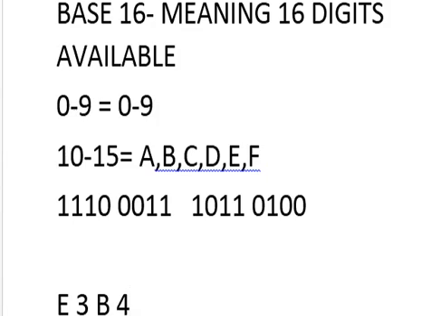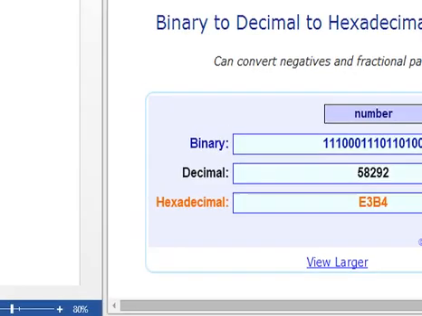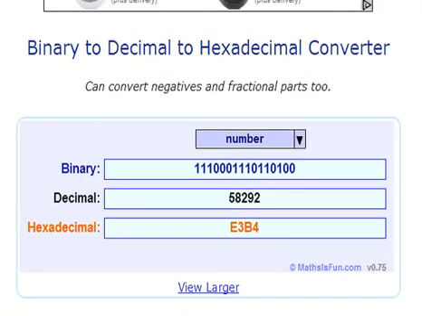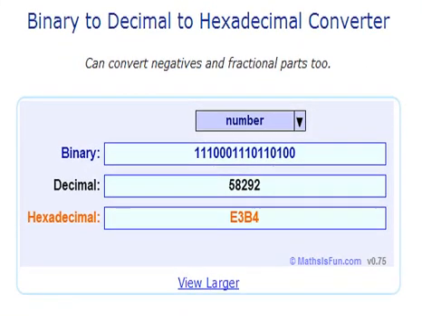So 1, 1, 1, 0, 0, 0, 1, 1, 1, 0, 1, 1, 0, 1, 0, 0. As you can see, I've just typed in that binary on the Maths is Fun website. I would recommend it because it is really quick and it tells you between binary, decimal and hexadecimal. The binary I've just typed in is exactly the same that I've just worked on, and that is equal to the hexadecimal that I've worked out as well.